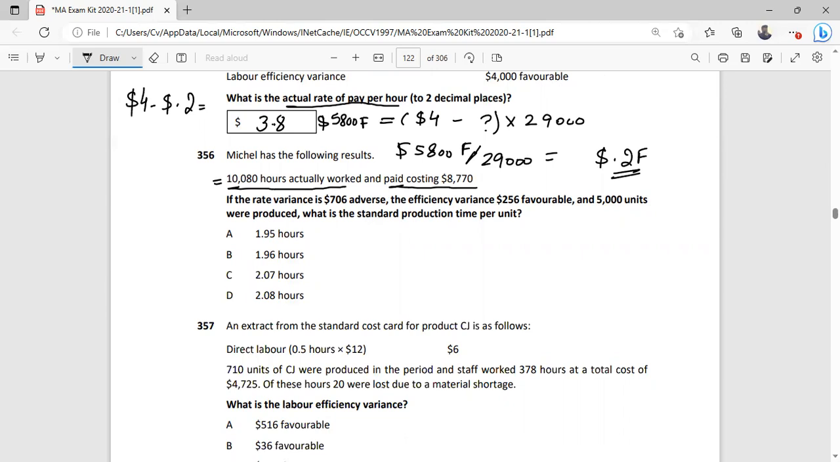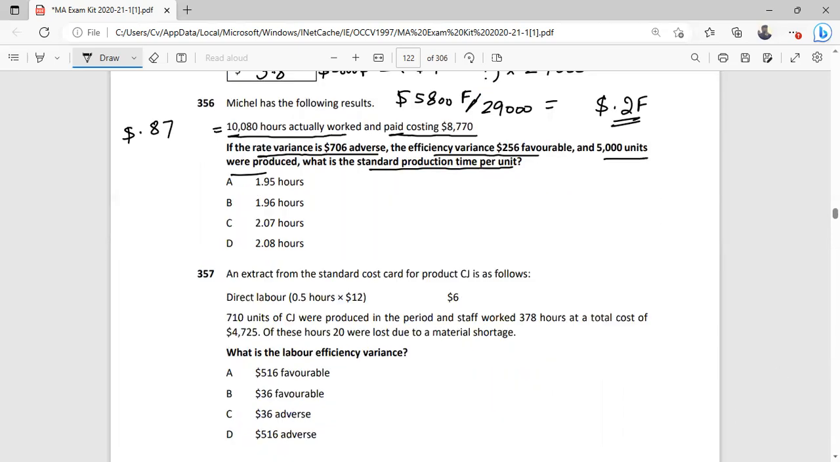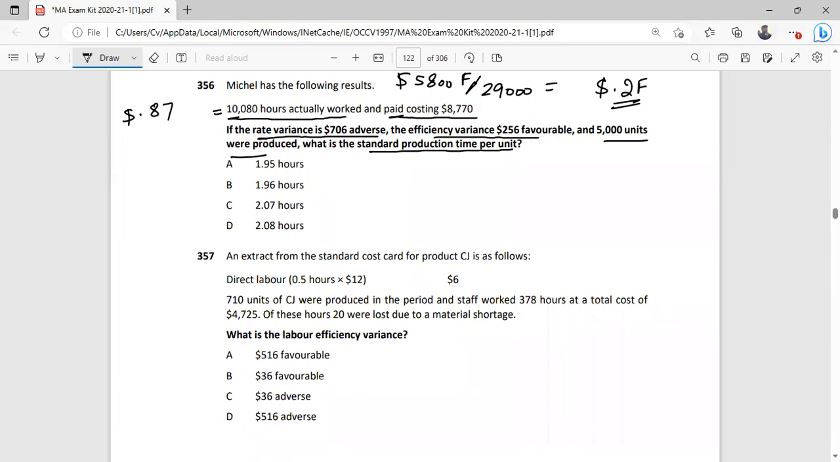8770 divided by 10,080. We have actual rate per hour of 0.87. If the rate variance is 706 adverse, labor efficiency is 256 favorable, and 5,000 units were produced, what is the standard production time per unit? Now we are required to calculate standard production time per unit. Standard production time per unit is basically the answer of labor efficiency variance.